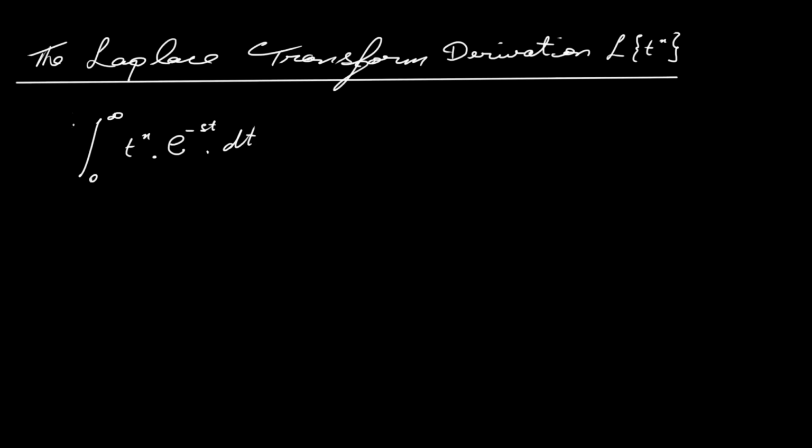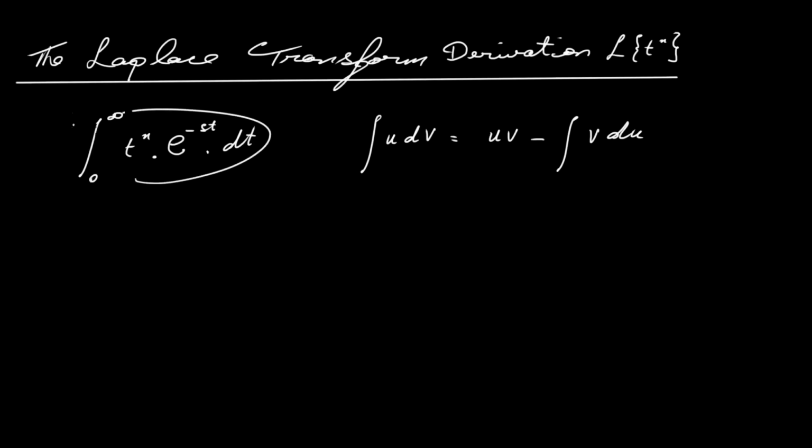So we also need the formula for integration by parts, and that's simply the integral of u dv is equal to uv minus the integral of v du. And in this case we're going to be integrating from 0 to infinity. So let's start anyway. We're going to integrate this here by parts.